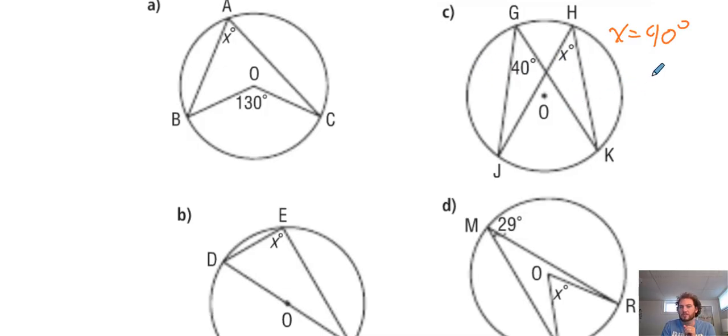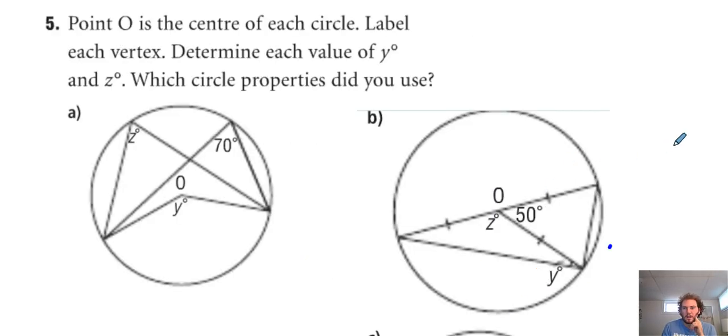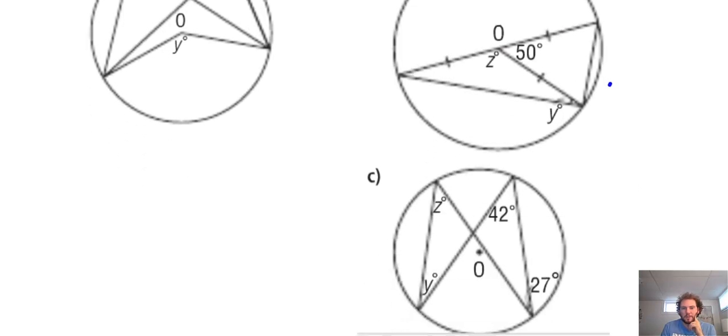They're both inscribed angles, so they'll have the same value, 40. Okay, down here, X is 90, because this is a diameter. And up here, X is 58. Again, because this is inscribed and this is central, so it will be double. All right, so one more question to go over.